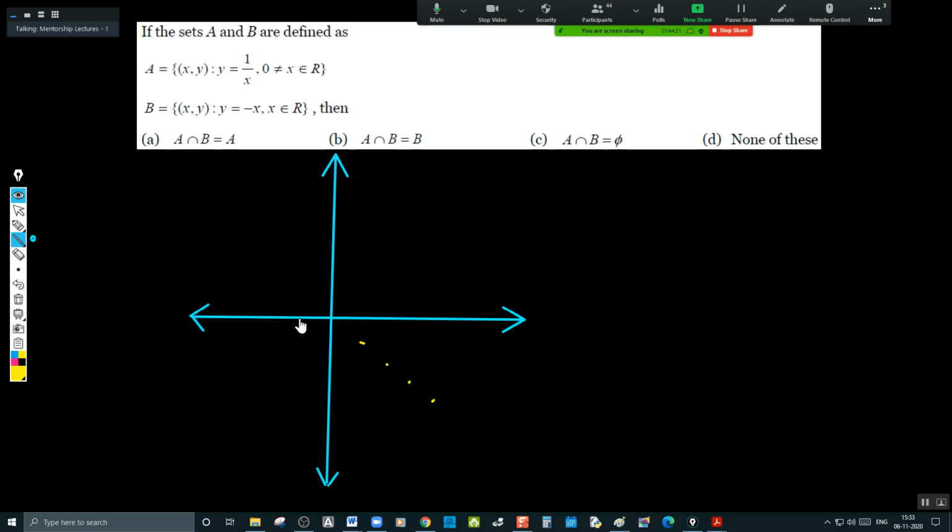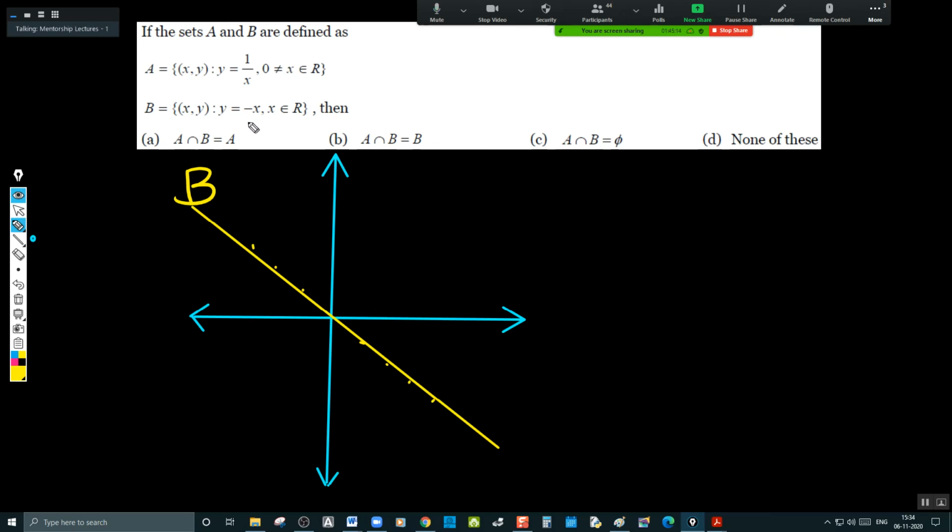Yes, sir. For x equal to minus 1, what is y? Plus 1. For x equal to minus 2, y is plus 2. For x equal to minus 3, y is plus 3. Which geometrical shape does it take? Straight line through origin. Very good. I need not have to tell you that. This is nothing but B. That means we have shown set B in the form of a graph.